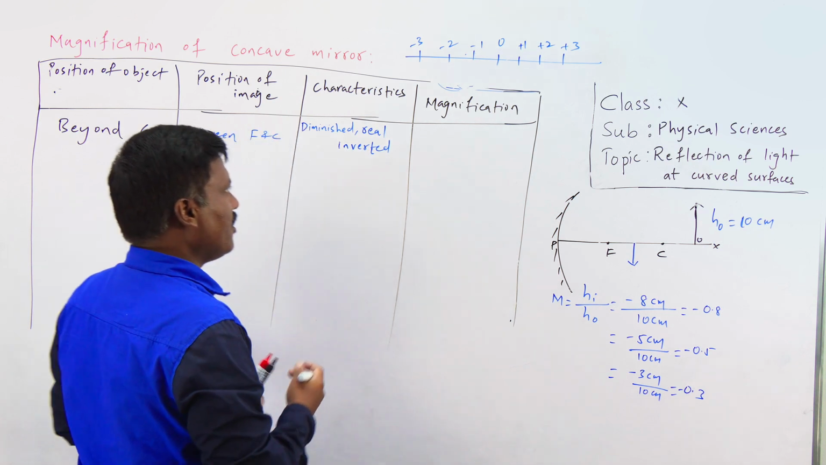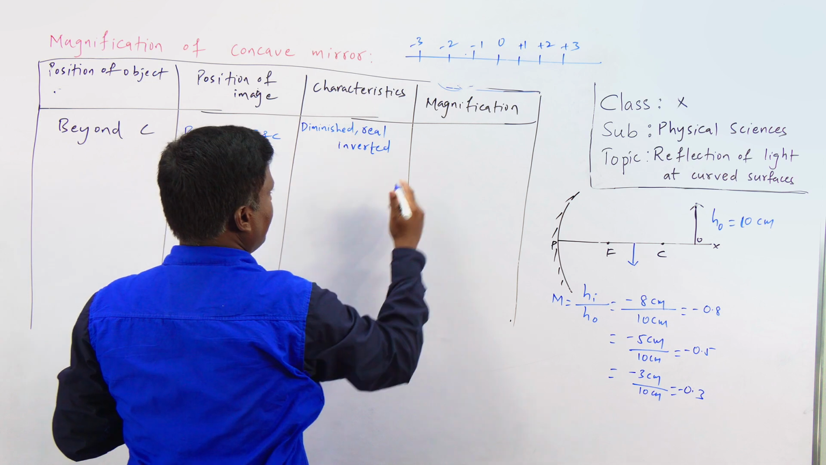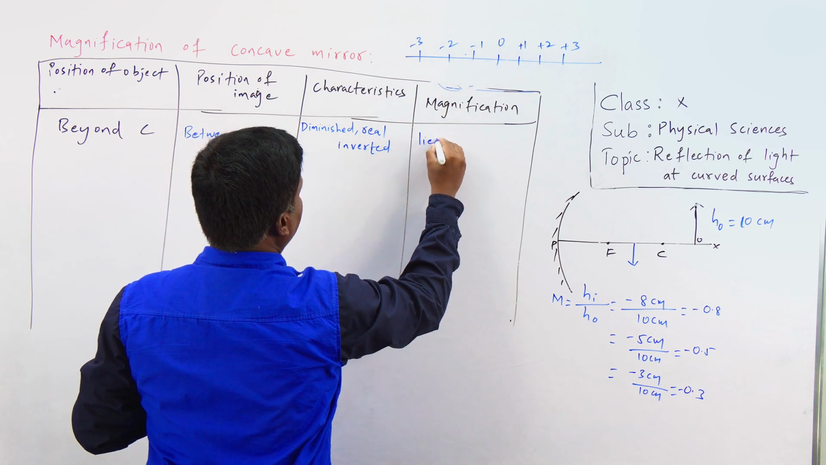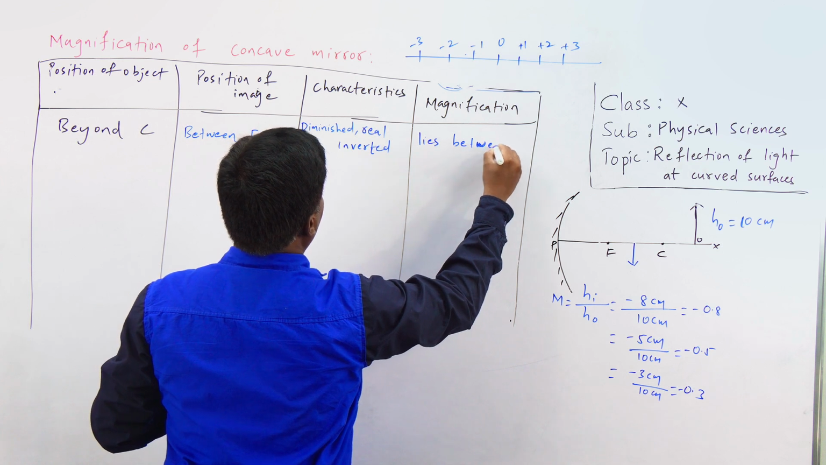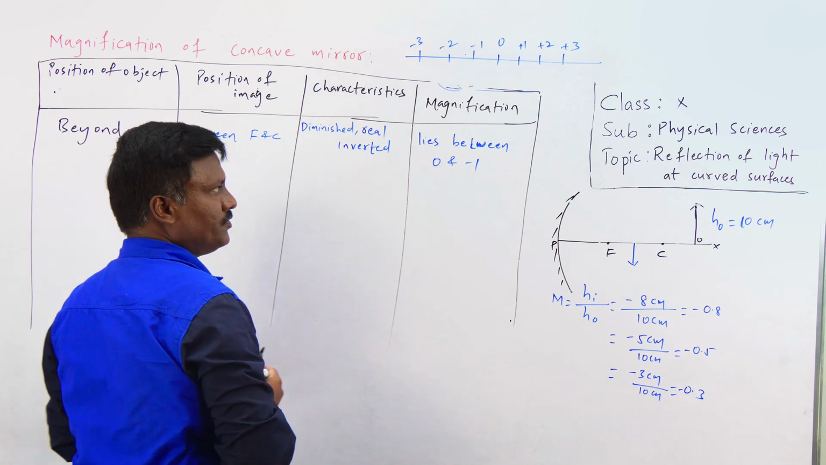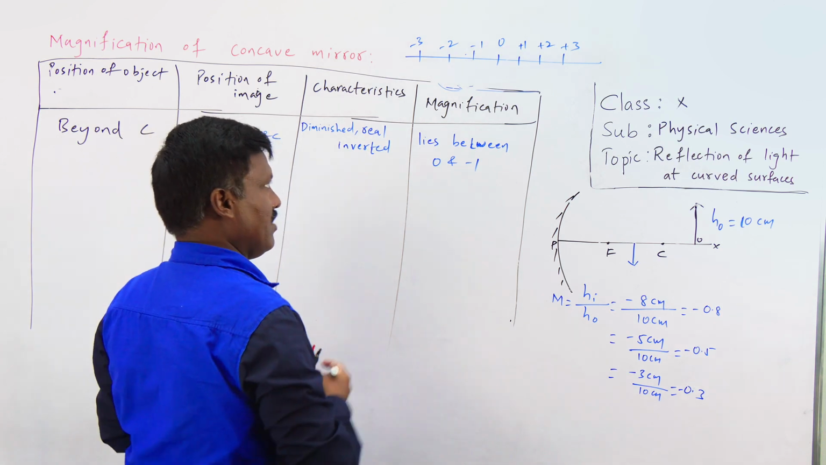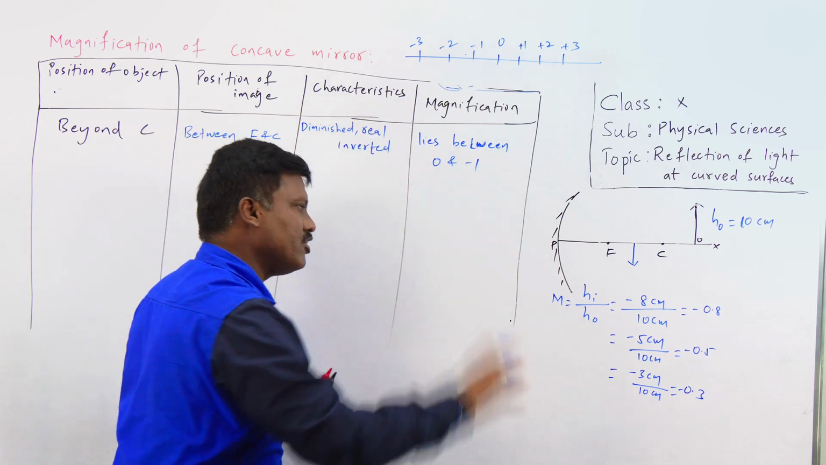So from this, what do you understand? Whenever the object is placed beyond the center of curvature, the magnification value always lies between 0 and minus 1. Not equal to 0, not equal to minus 1. Between 0 and minus 1, any value is possible.